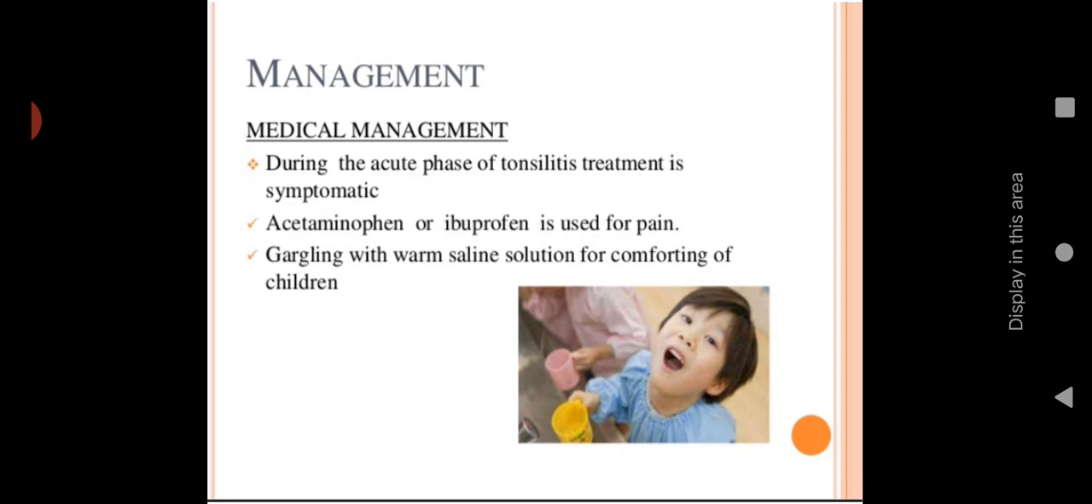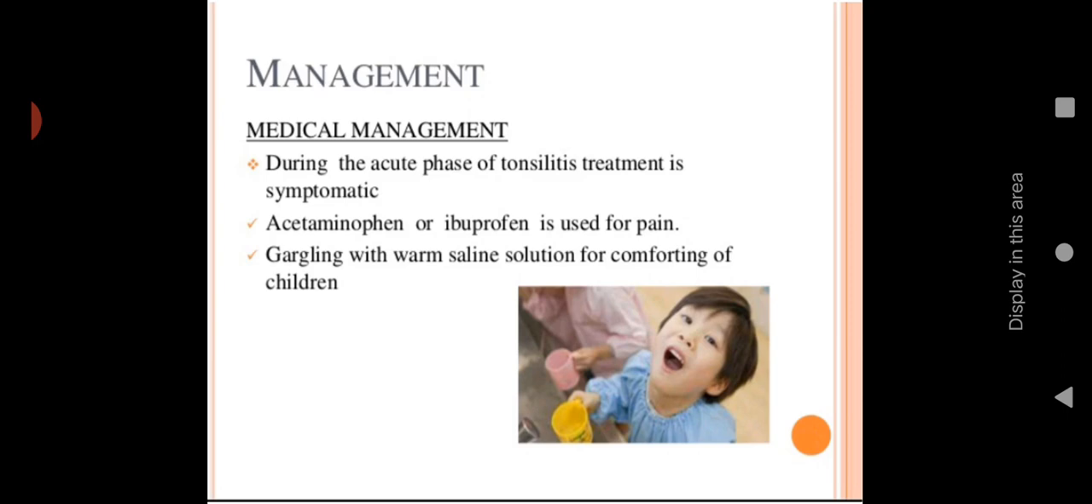First we will discuss the medical management. During the acute phase of tonsillitis, treatment is symptomatic. So if it is acute tonsillitis, we do symptomatic treatment, including treating the fever. If there is some congestion, we give decongestants. We can provide strepsils or lozenges, and acetaminophen or ibuprofen is used for pain. If the patient is suffering from pain, we can provide acetaminophen or ibuprofen.